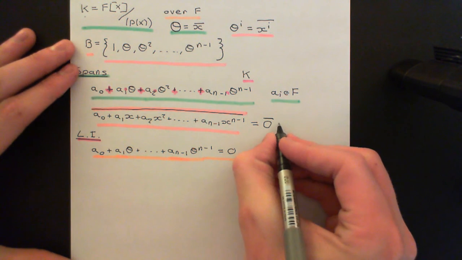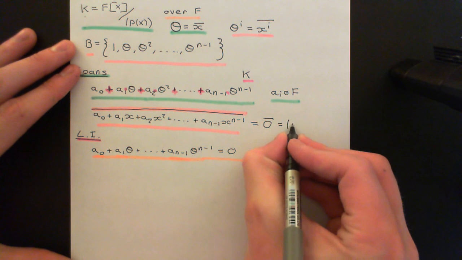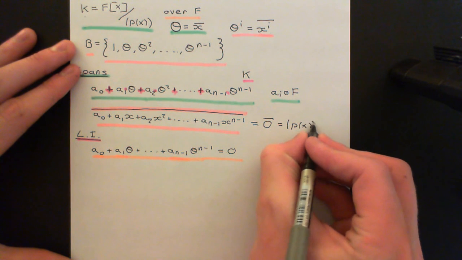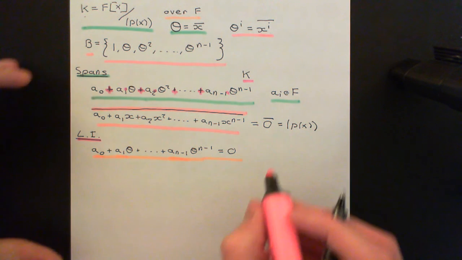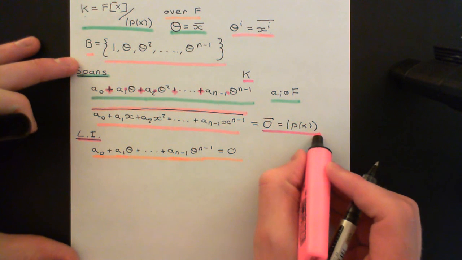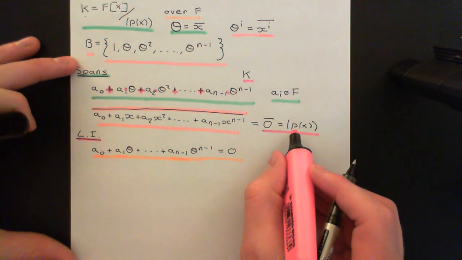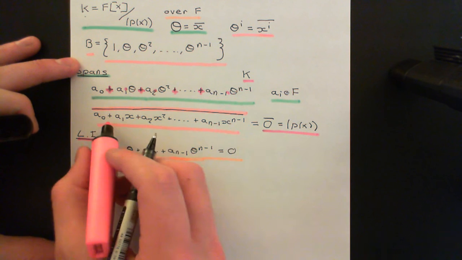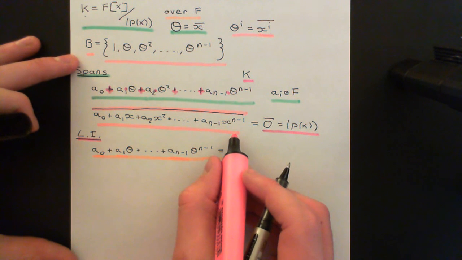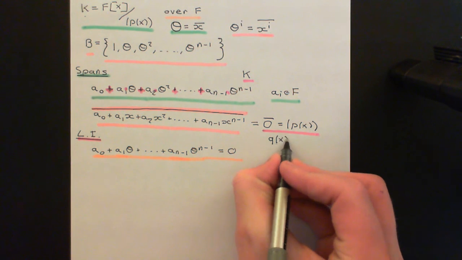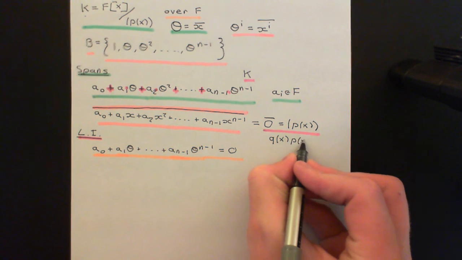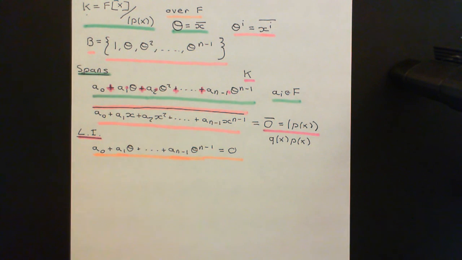Now, what is the coset that contains 0? Well, of course, that's just our ideal, the principal ideal generated by the polynomial p of x. Okay, so why is that rubbish then? Well, because this is effectively saying that this polynomial of degree less than n is equal to some multiple of p of x. Remember, all the things in the principal ideal generated by p of x are of this form.